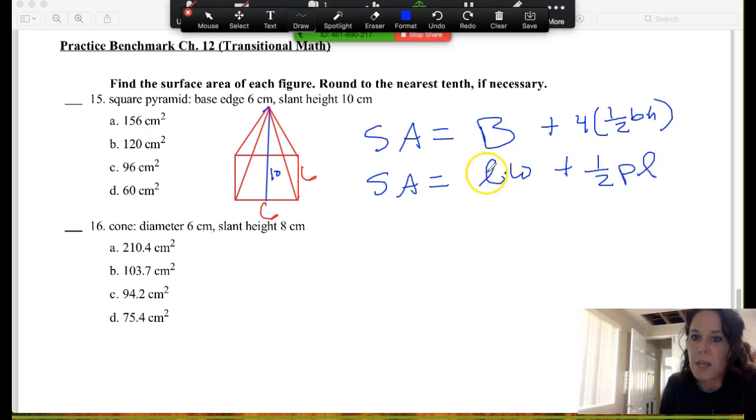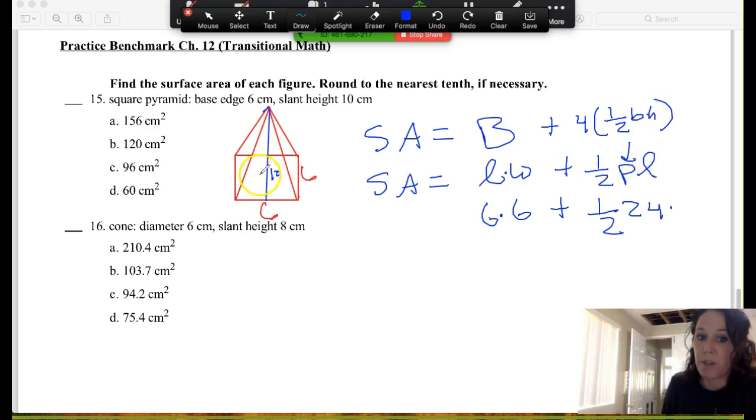I prefer this. So I'm going to do length times width, 6 times 6, plus 1/2. Instead of doing each triangle individually, I'm going to do the perimeter of the base. 6 plus 6, which is 12, plus 6 more, which is 18, plus 6 more, which is 24. So 24 times the height of the triangle, which happens to be the slant height of my figure, 10.